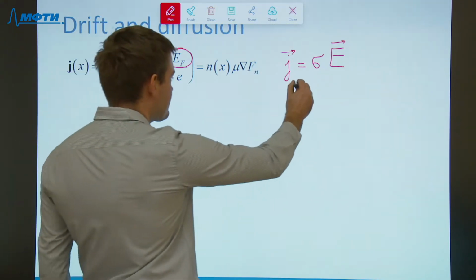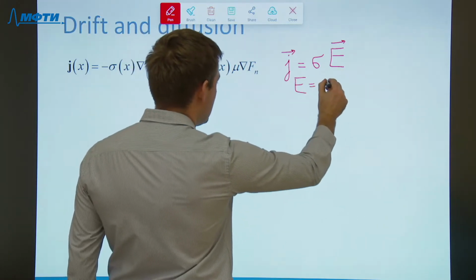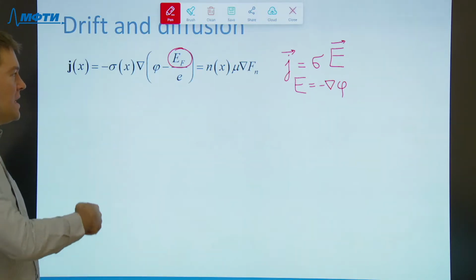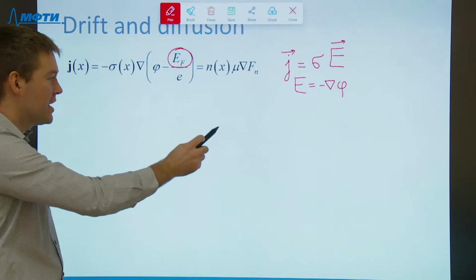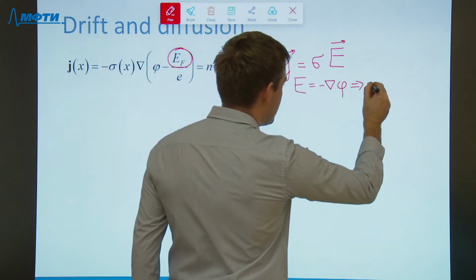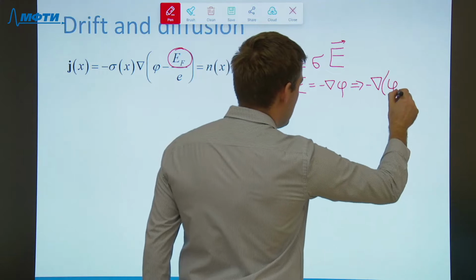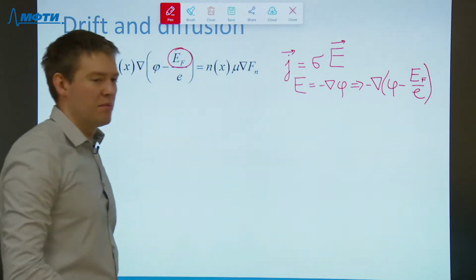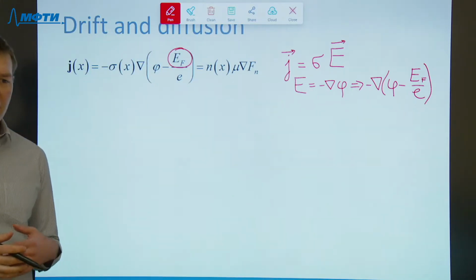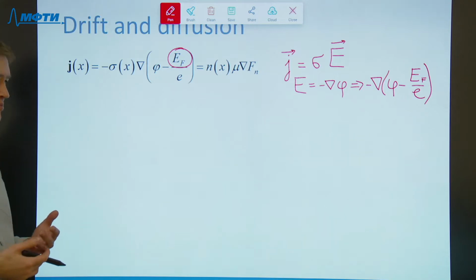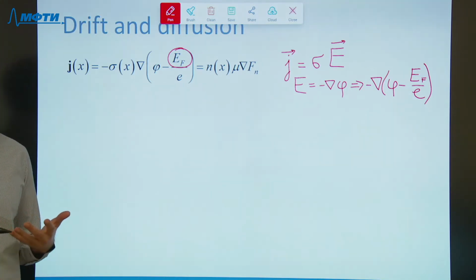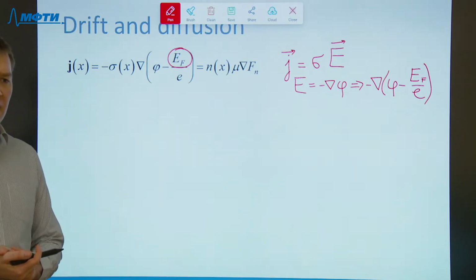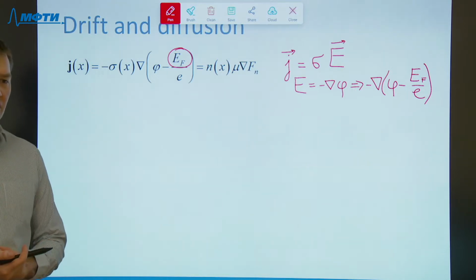The gradients of electric potential should always be changed to the gradients of electrochemical potential, which is the electric potential minus Fermi energy divided by elementary charge. So this replacement is always valid whenever you have non-uniform density in a semiconductor. Now there is some modification of this statement.